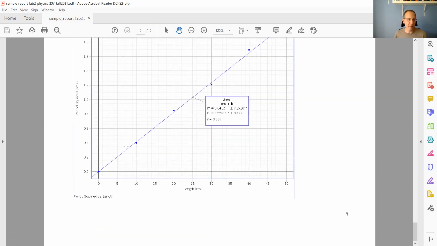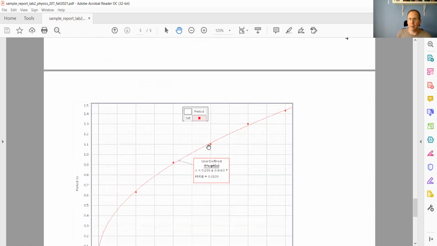So then, staple it together. At the beginning of the next lab period, just make a pile up front in the lab, and then I'll grade them and get back to you the following week. So just one person per group has to submit a hard copy of the lab report.